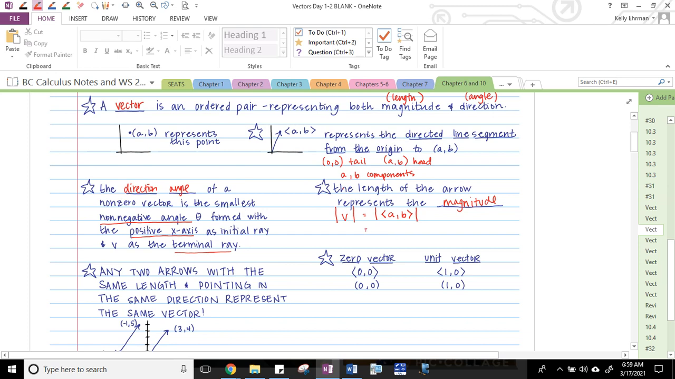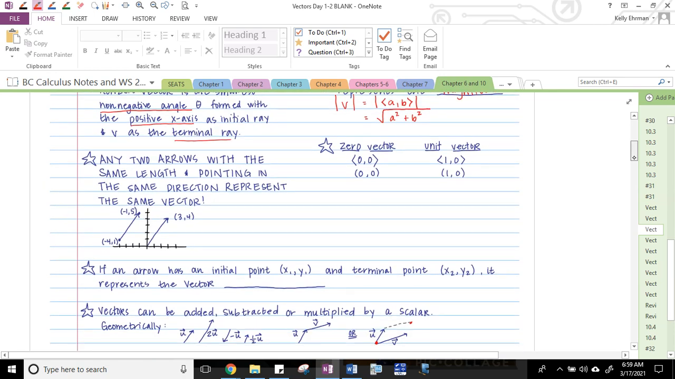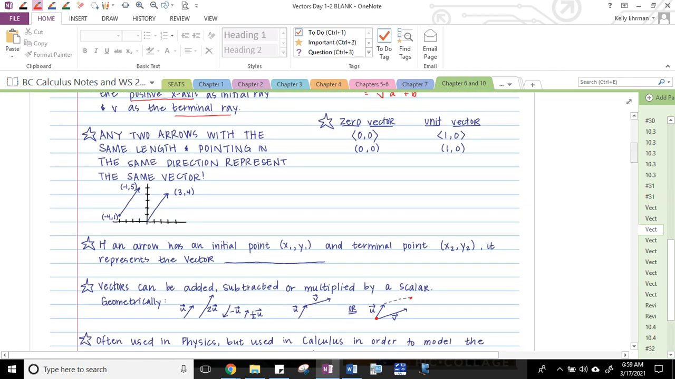And the formula for this is nice and simple. It's just the distance formula because you're finding the distance between 2 points, or Pythagorean theorem, however you want to think of it. It's the square root of a squared plus b squared. That will be the magnitude. So magnitude should just always be a number. Any two arrows with the same length pointing in the same direction, so same angle, represent the same vector. So these two vectors are equivalent because they have the same length and they have the same angle.